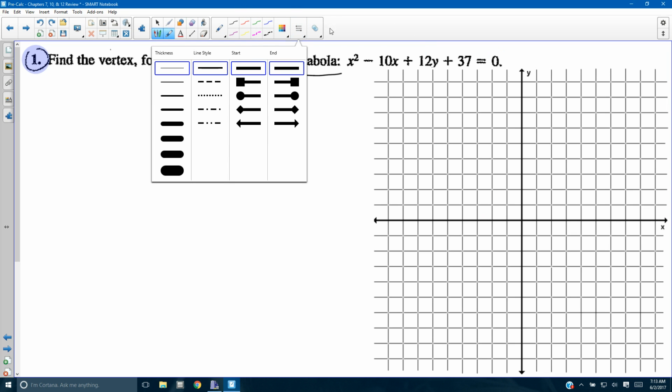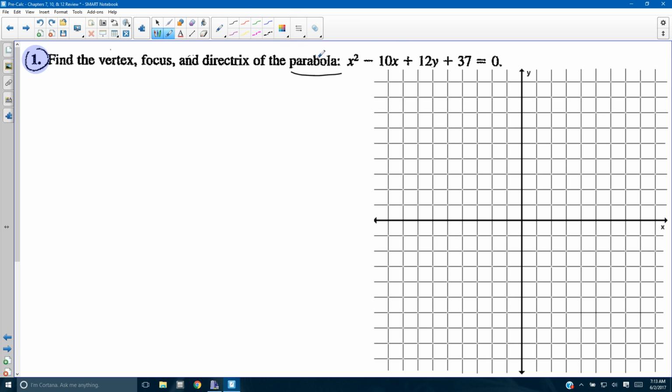Since y isn't squared, let's isolate y here. I'm going to subtract x squared, add 10x, and subtract 37 to this side of the equation. 12y equals negative x squared plus 10x minus 37. In order to get this in vertex form, I'm going to have to make this a perfect square trinomial, which starts by factoring out that negative 1. I'm not going to divide by 12 yet. I'll save that for the end.